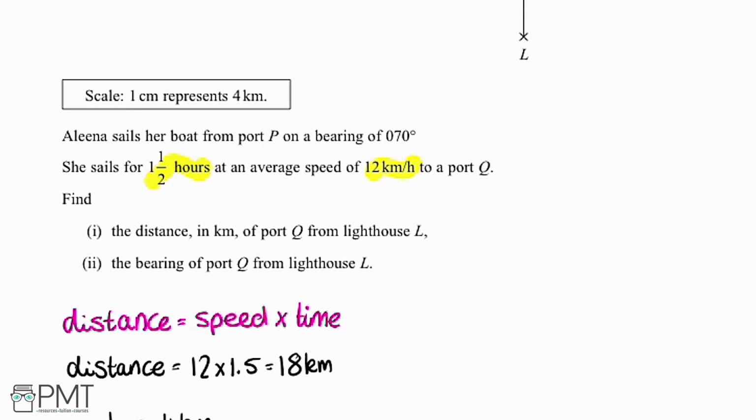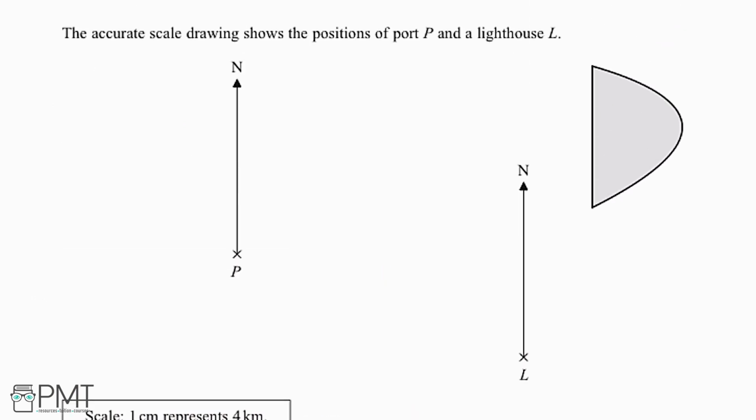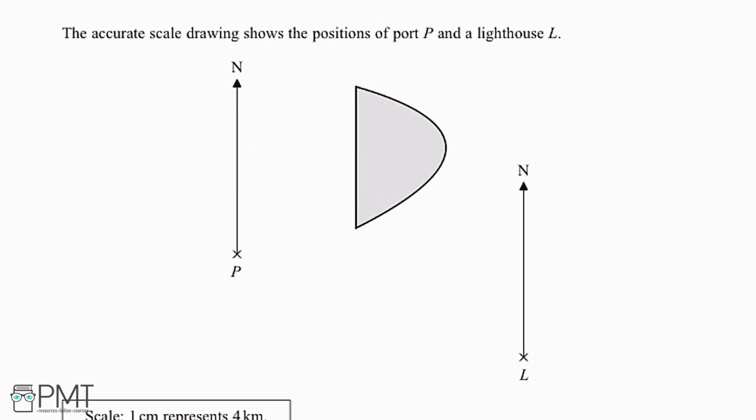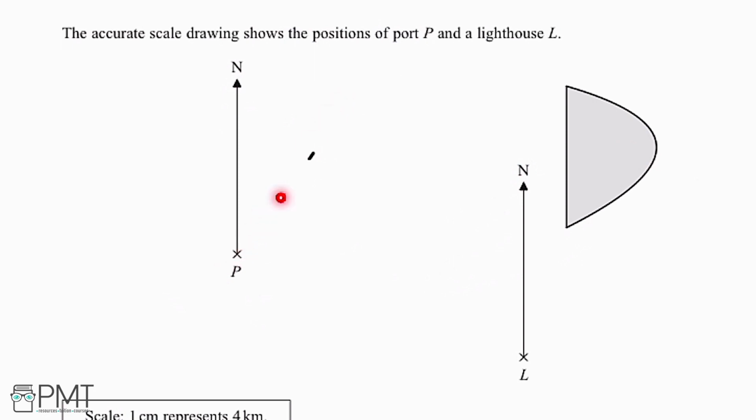So Alina sails her boat from port P on a bearing of 70 degrees. For this part you need a protractor, but I can't really get a protractor on here, so I'm going to use this makeshift thing to represent a protractor. Whenever we take a bearing, we take it from the north line clockwise. So we have 0 up against the north line, and we take our bearing this way. Alina's sailing on a bearing of 70 degrees, so we go along our protractor till we get to 70 degrees. It'll be somewhere near there. I'm going to make a mark there. So we know that she's sailing in this direction here.